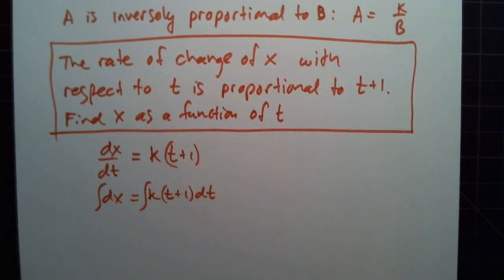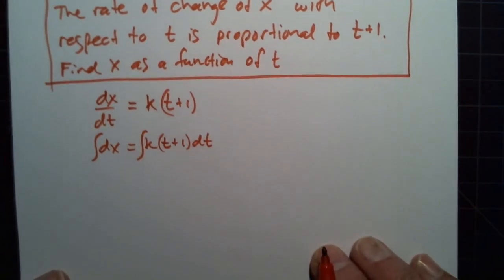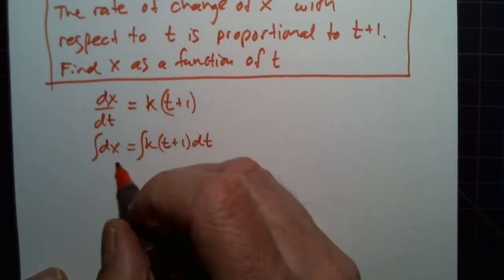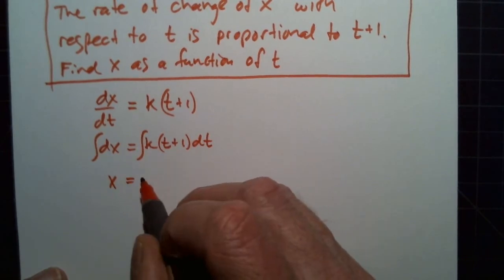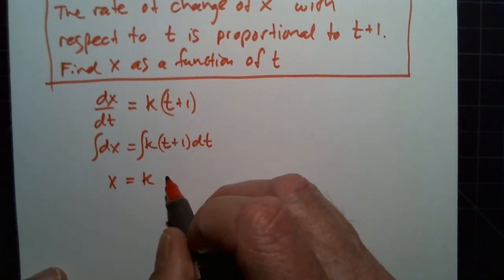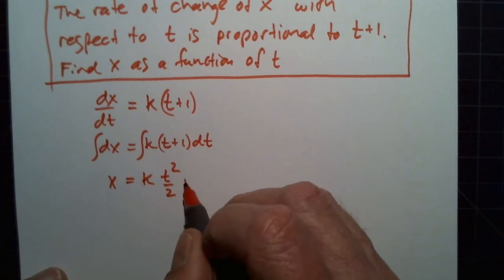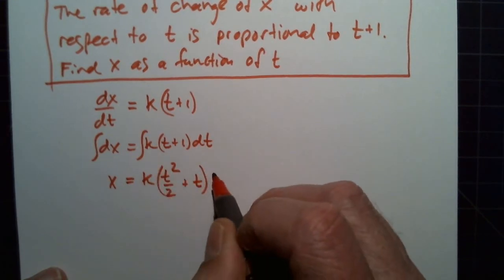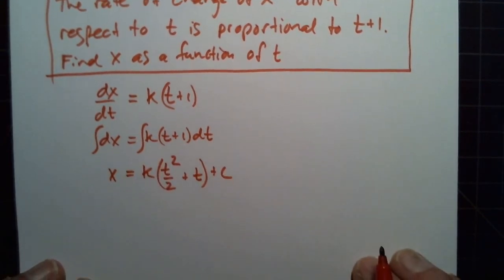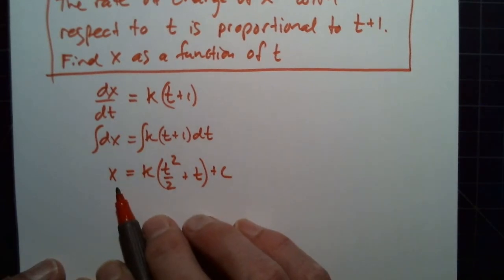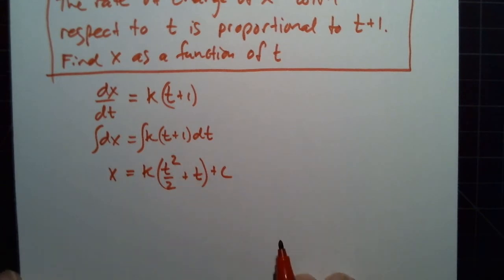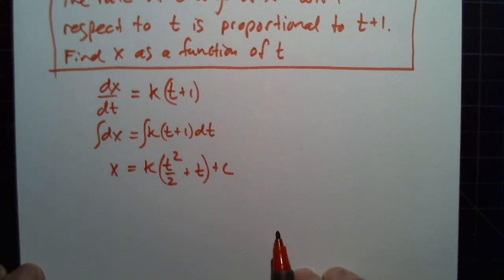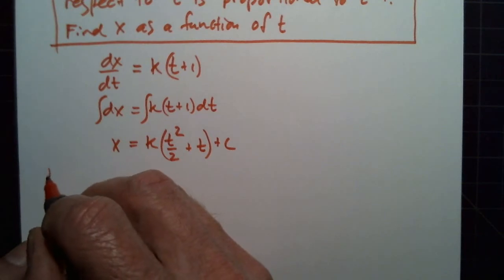Separate the variables and integrate. K is a constant, we're just integrating with respect to t. So here we have x equals k, t squared over 2 plus t, plus c. And we can leave the equation like that. We've written x as a function of t. Let's do the same thing with this.